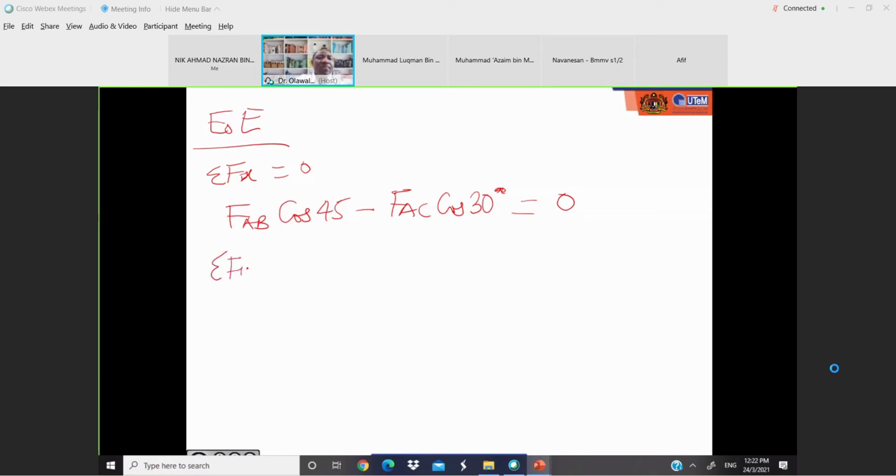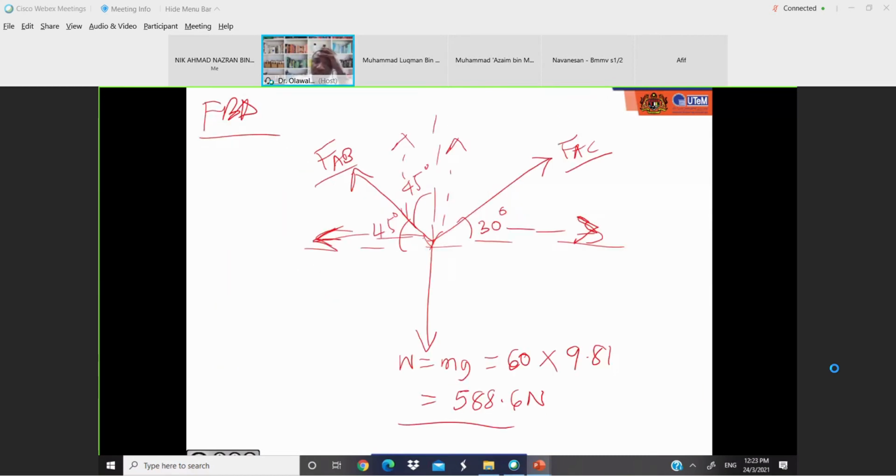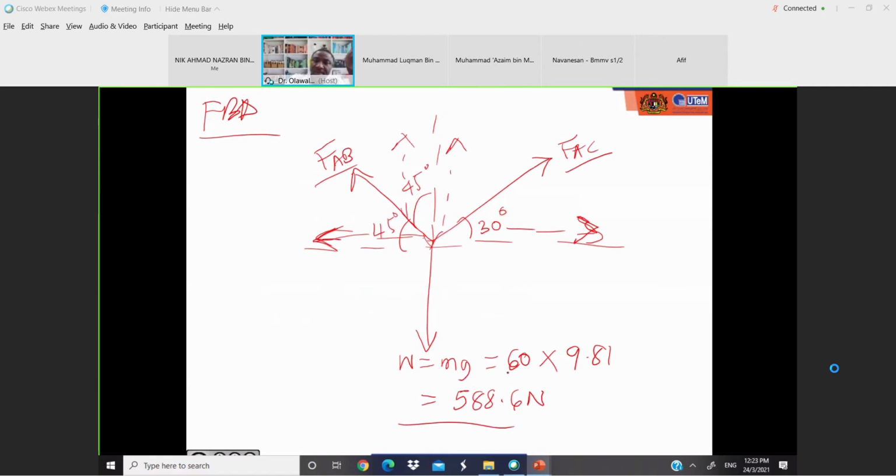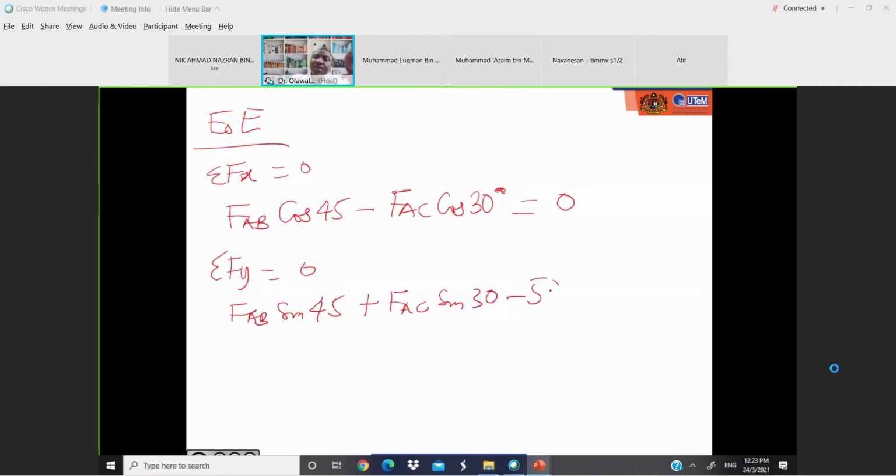Then summation of F in Y is equal to 0. How many forces are in the Y direction? Three. So F_AB sin 45, this one is up, this one is down. So plus F_AC sin 30, minus 588.6 Newton equals 0. So find F_AB and F_AC.